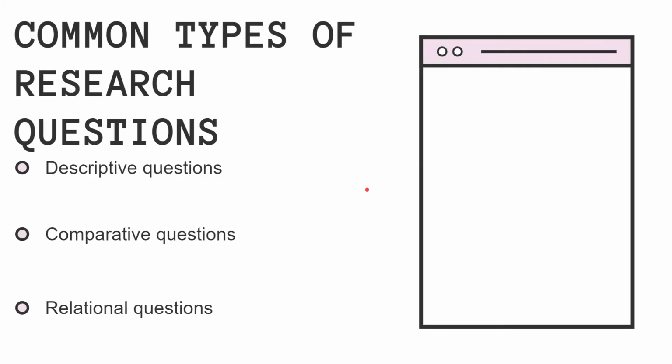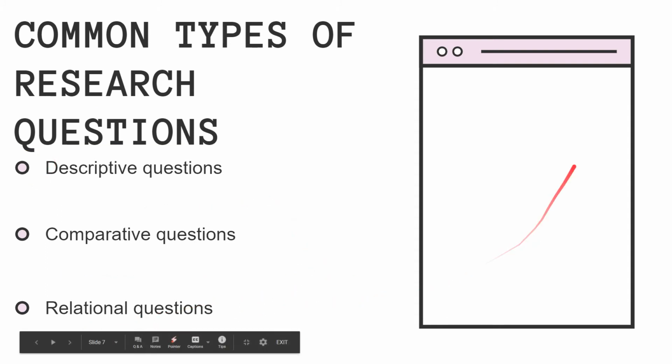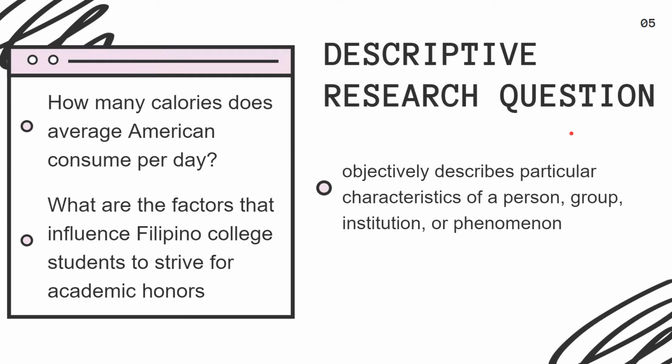Okay, so there are some common types of research questions. First, we have descriptive, comparative, and relational. Let's go first to defining the descriptive. A descriptive research question objectively describes particular characteristics of a person, group, institution, or phenomenon. So from the word descriptive, we are just going to describe. These are used for, of course, descriptive researches with usually only one variable.